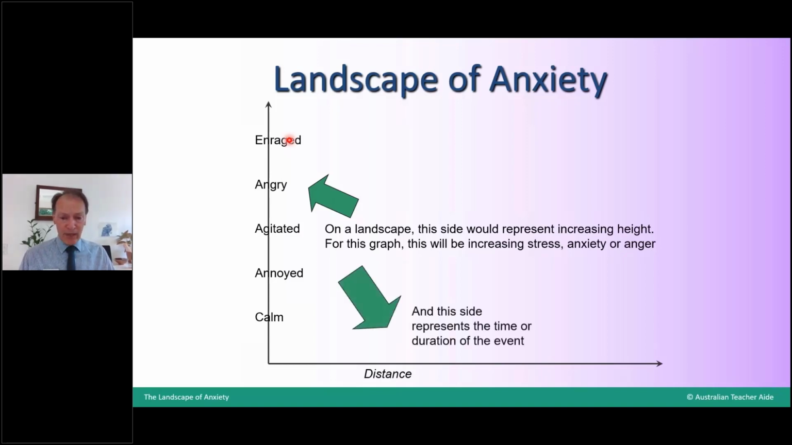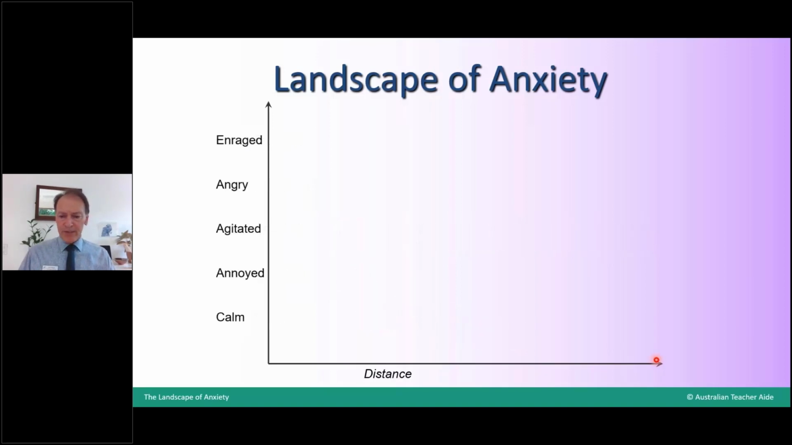Down the bottom of this graph, it'll represent the time or the duration of the event. So along here, whilst it says distance, and I suppose for the landscape it would be distance, but for our exercise, it's going to be time or duration. Now, we could imagine that to be any period of time. It could be minutes, it could be hours, it could be days, it could be weeks, it could be months, it could even be years. And you'll see as we progress through this just how that may map out for children.